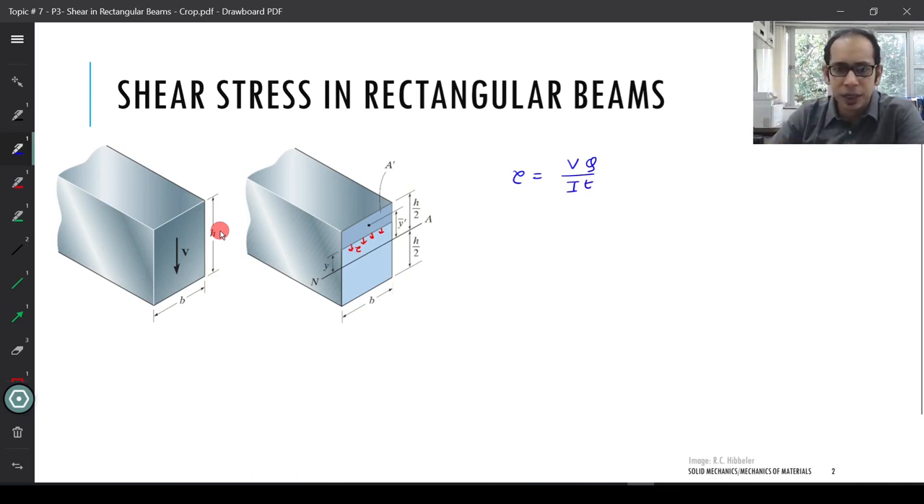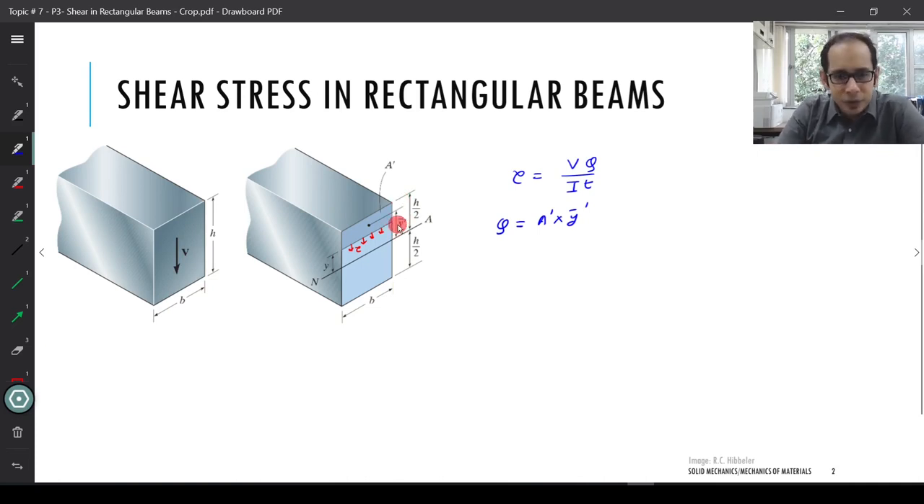Now let's break down these individual components. The V is nothing but the applied shear V over here. Now coming to Q. Now Q is what? Q is the product of the area times the distance of the centroid of the area from the neutral axis. You could take the top area or the bottom one, doesn't matter. So let's take the top area in this case. So here your Q is going to be equal to A prime times y bar prime, this distance over here.